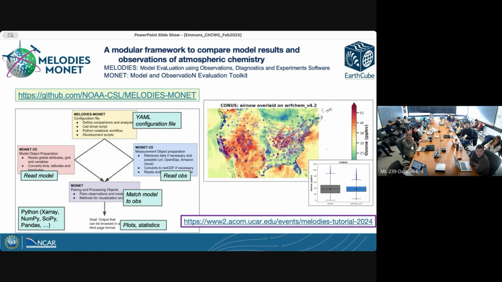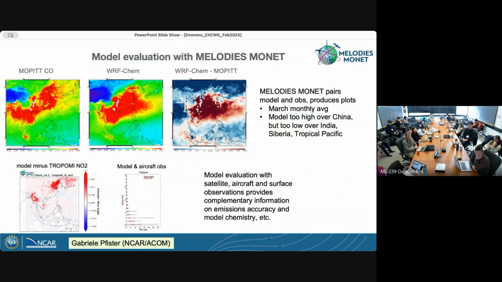And as part of all of this, we are working on improving the Melodies Monet model evaluation tool, which is a Python-based tool that reads in the model, reads in the observations, pairs them. You just set up a text file and it matches them all. It's a little bit different from the ADF that we're all using for CESM evaluation, in that it specifically matches the day and time of the observations with the model so that we can do specific flight comparisons, surface observations, that sort of thing. And it's all set up to produce lots of plots and statistics.